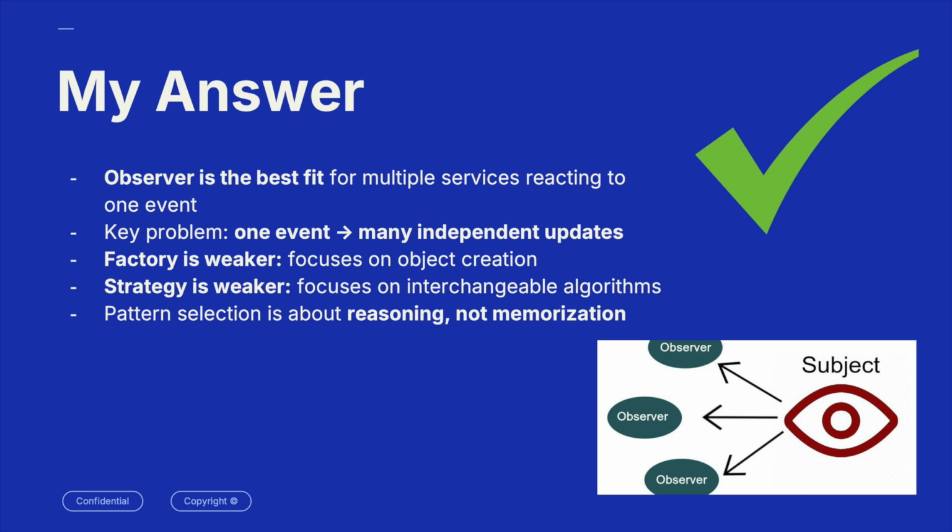The key takeaway is that design patterns are not isolated textbook ideas. They serve as structured ways to evaluate how components should collaborate as systems evolve. It is also worth thinking about why factory or strategy would be weaker choices here. Factory focuses on creation, and strategy focuses on interchangeable algorithms. But this problem is fundamentally about one event notifying multiple independent components. That reasoning process is what makes pattern selection a software engineering skill rather than a memorization.